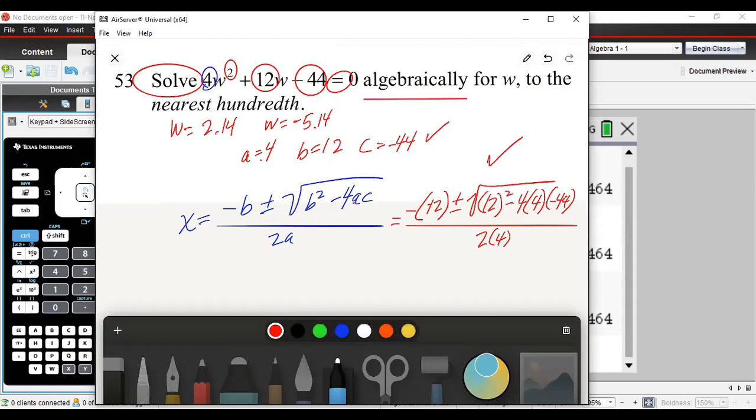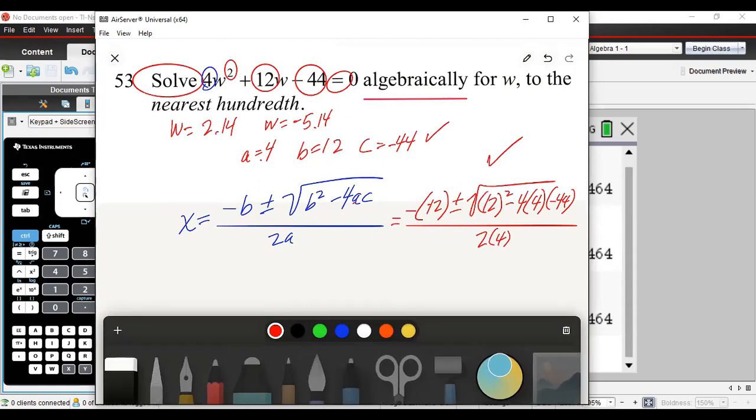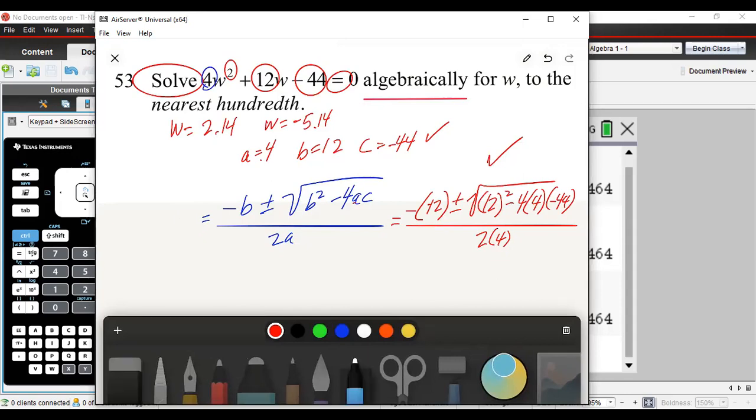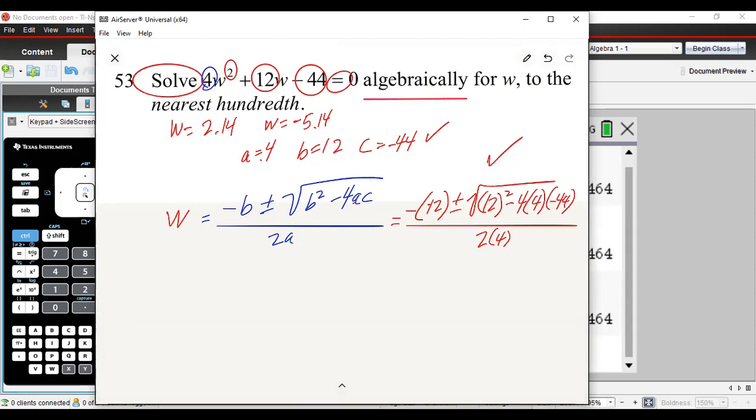Actually, all we really need to do now is just go down here. By the way, this should be W, not X, since they gave us W. We already know what the answers are. So we go down here and write W equals 2.14, and W equals negative 5.14. Even though we found those answers using nSolve, we know they're the right answers. And now that we've used the quadratic formula, we get 2 points: a point for this, and a point for the correct answer. That's all you have to do.